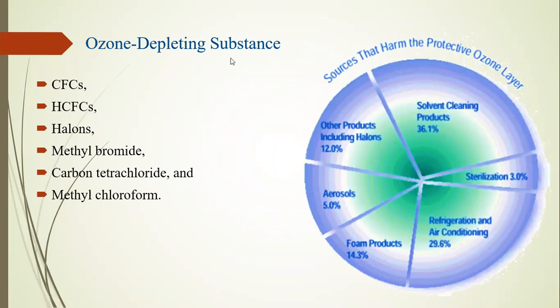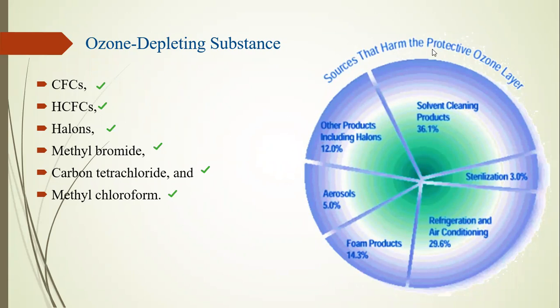Now let us look at another image of ozone-depleting substances. These are the substances we have to know: CFC chlorofluorocarbon, hydrofluorocarbon, halogens, methyl bromide, carbon tetrafluoride, and methyl chloroform. They are used heavily in the industrial area and also in our refrigeration and air conditioning systems. But all these types of gases are very harmful to our atmosphere, particularly to the ozone layer.